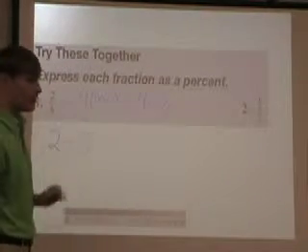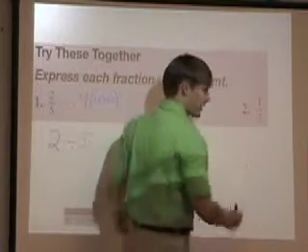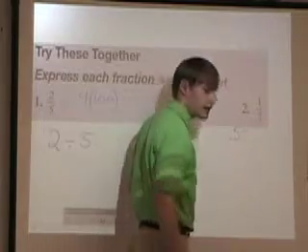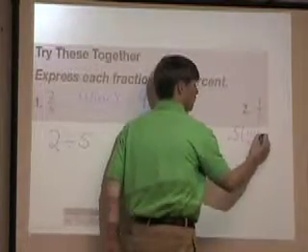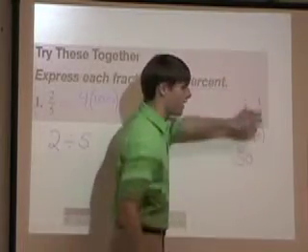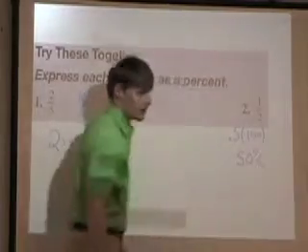Now the second one I do the same way. I type 1 divided by 2 in my calculator and that gives me 0.5. Second step, Brianna, is to multiply times 100. And 0.5 times 100 is 50. So I turned the fraction 1/2 into a percent, which is 50%.